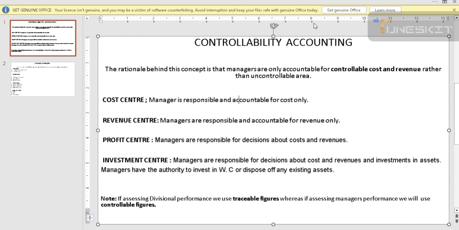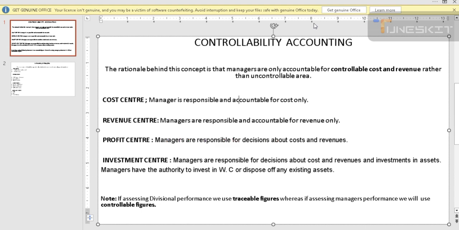This concept is highly important if you talk about divisional performance, or if you talk about managers' performance. When we evaluate these two areas, controllable figures and uncontrollable figures are highly important, because divisional performance is assessed through traceable figures which are under the control of head office, and in assessing managers' performance, we will use controllable figures because they are under the control of managers.